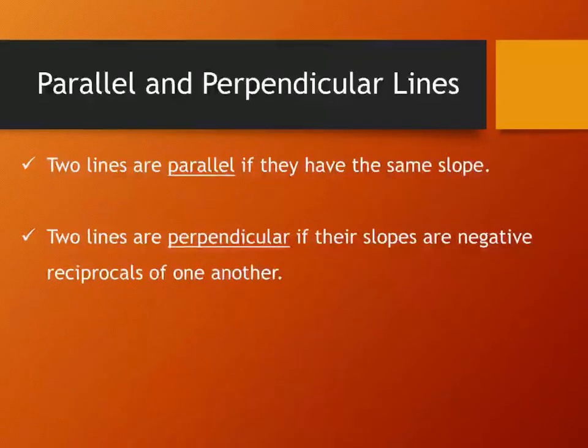So specifically, we're going to talk about parallel lines and perpendicular lines, right? Parallel lines means that they have the same slope because they never cross. So there have to be rise and run, so to speak, at the same ratio. Otherwise, they'd eventually cross.